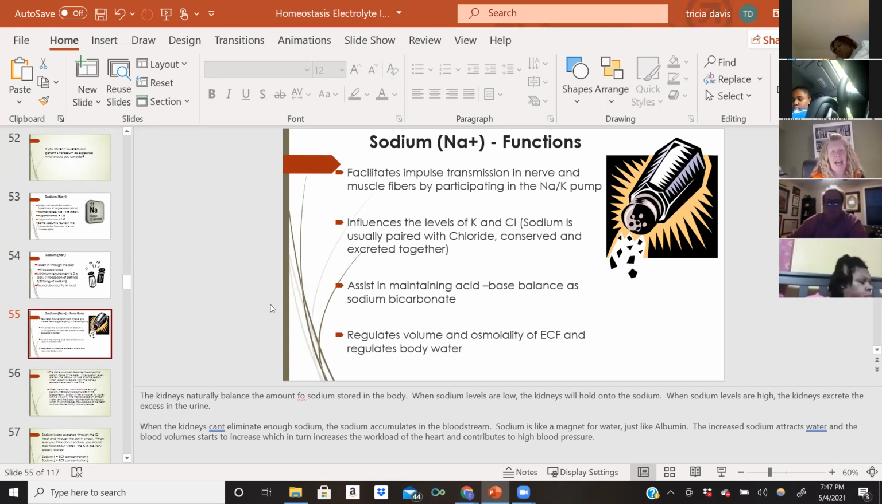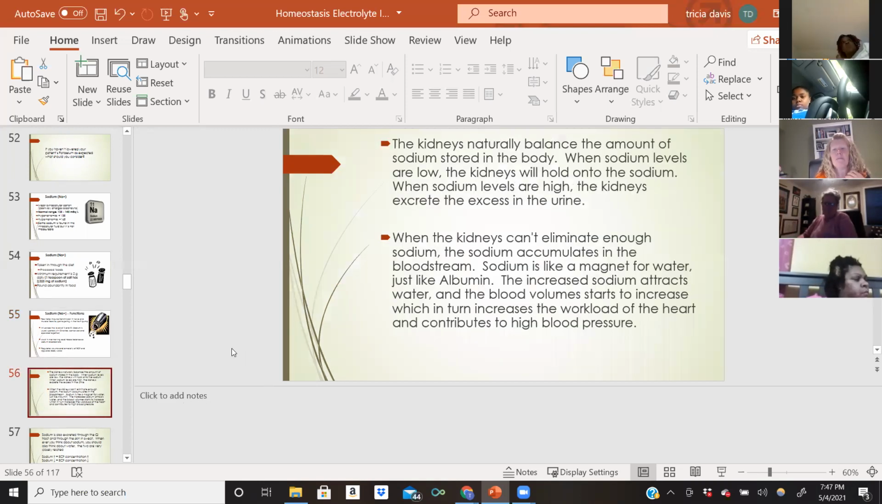So the kidneys naturally work to help balance the amount of sodium that are stored in our body. When sodium levels are low, our kidneys will say, hey, we don't have enough sodium. It's going to hold on to the sodium. When our sodium levels are high, the kidneys will do the opposite and it will excrete the excess in our urine. When the kidneys can't eliminate enough sodium, the sodium accumulates in the bloodstream.